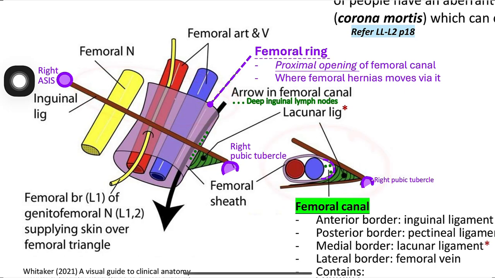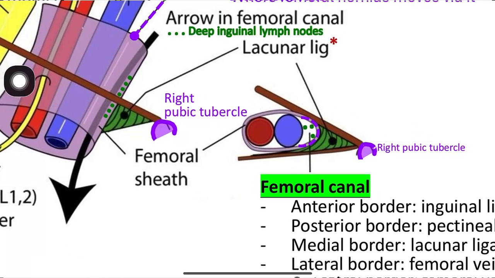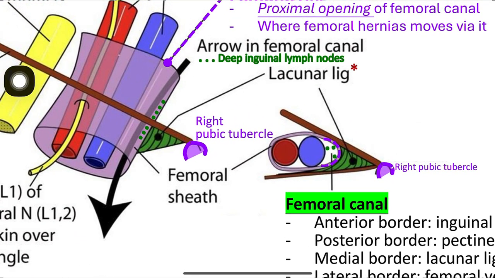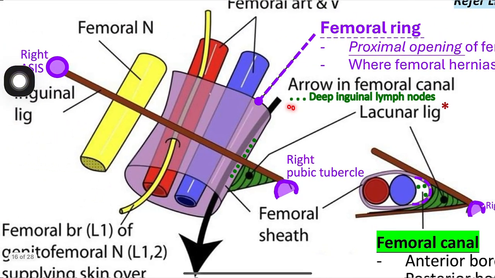So what you can see is within the femoral sheath, medial to the femoral vein, we have a space. And this space is called the femoral canal. And within the canal, we can find this dot here. The green dot here represents the deep inguinal lymph nodes. Can you see that?